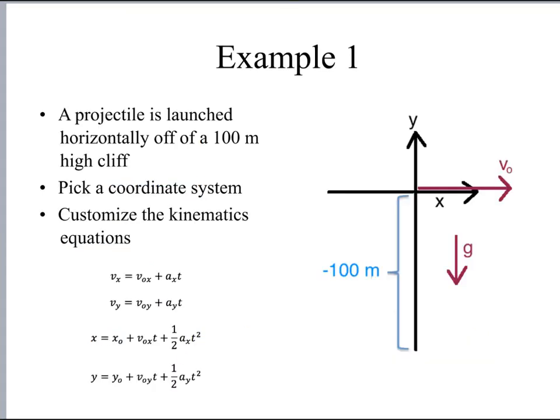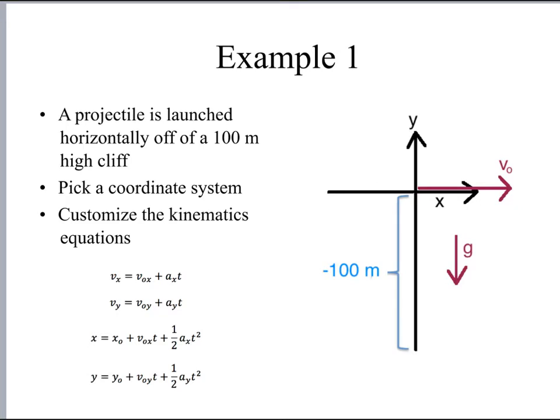So let's say we're looking at a problem, and the problem says that a projectile is launched horizontally off of a cliff that's 100 meters high. And so what we're going to look at today is not how to actually solve anything about this problem, but just how to set it up. How do we set up a problem, any problem, where something is launched out horizontally? And so what we know is we have our equations that we saw on the previous slide, the two for the velocity and the two for position.